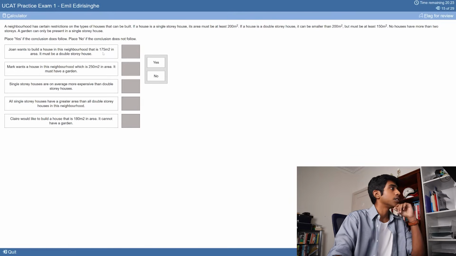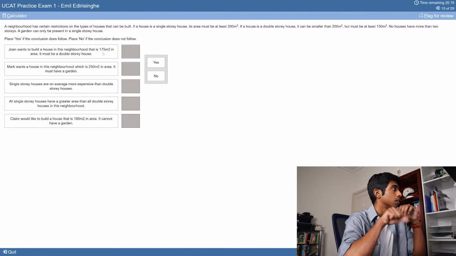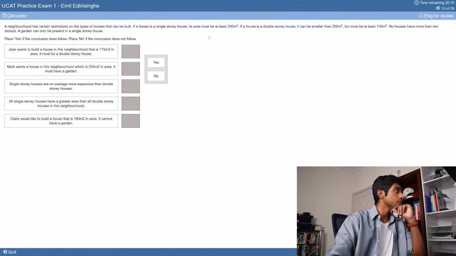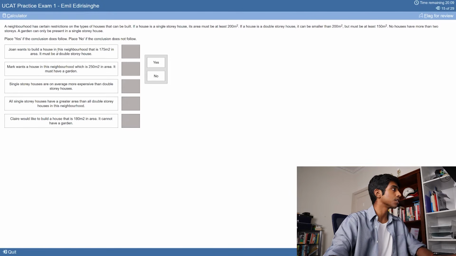It is 175 meters square in area. Must be a double-story house. Okay. If its area must be at least 200 meters. So, yes. It can be smaller than 200 meters, but at least 150. No houses have more than 2 stories.